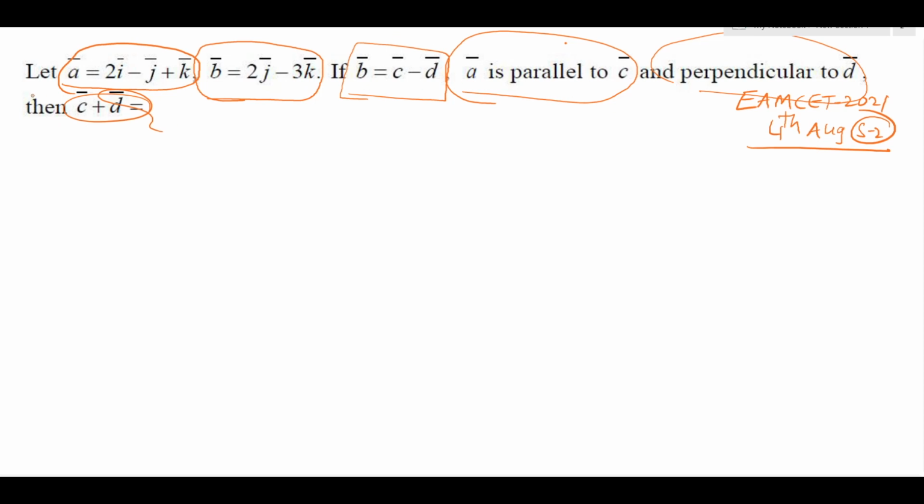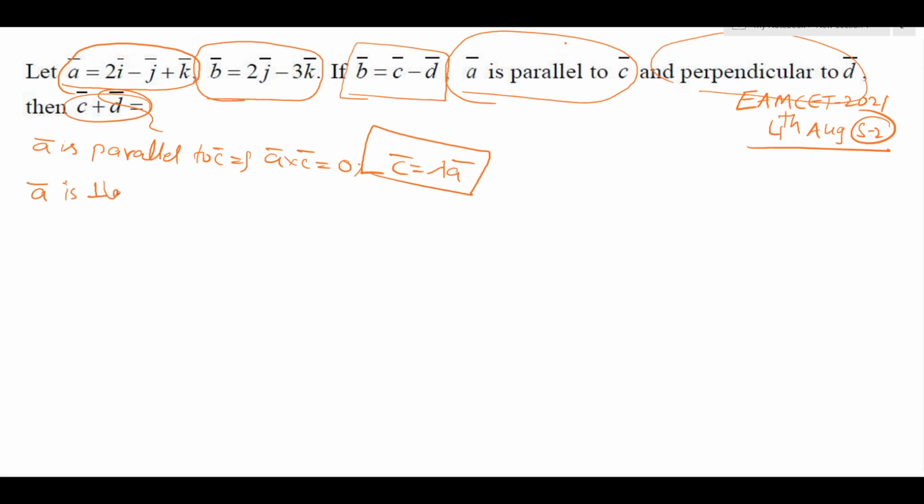Here a bar is parallel to c bar. Given a bar is parallel to c bar. Parallel means cross product is equal to 0. A bar cross c bar is equal to 0, or some c bar is equal to lambda into a bar. This is the condition. And a bar is perpendicular to d bar. That means dot product a bar dot d bar is equal to 0. This is the dot product 0.